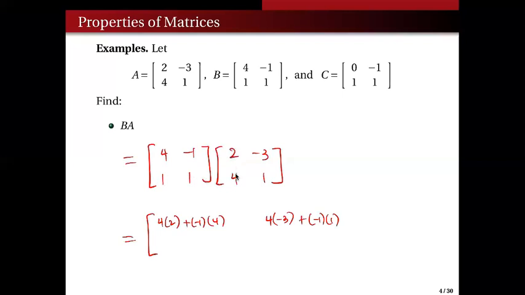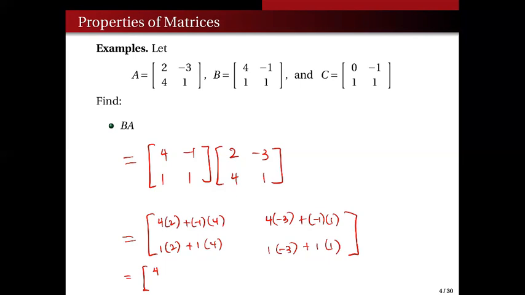And then second row, first column, we have 1 times 2 plus 1 times 4. And then second row, second column, we have 1 times negative 3 plus 1 times 1. So if we simplify this, we have 4 times 2, that's 8, plus negative 1 times 4, that's minus 4. So 8 minus 4, that's equal to 4.